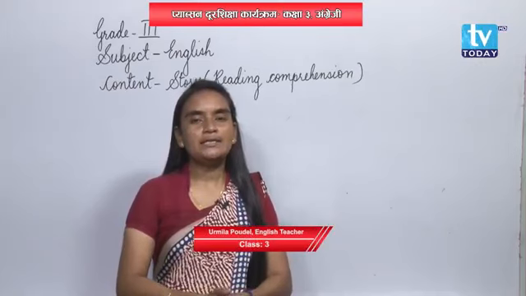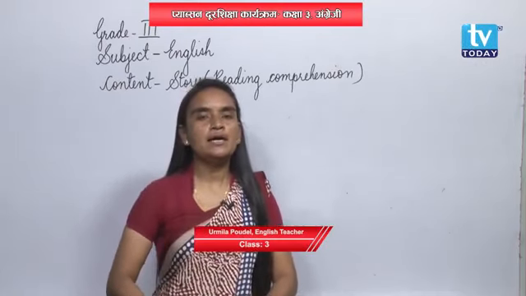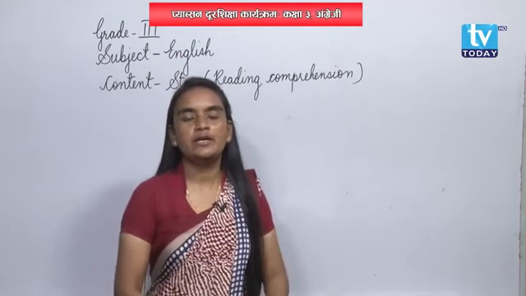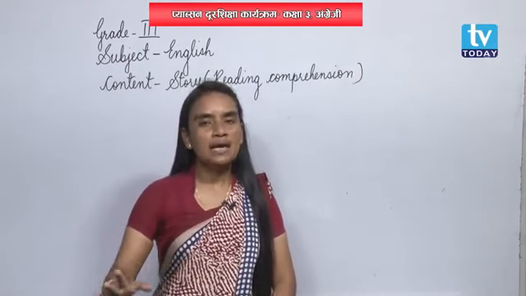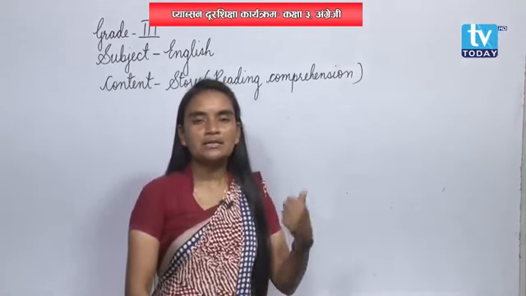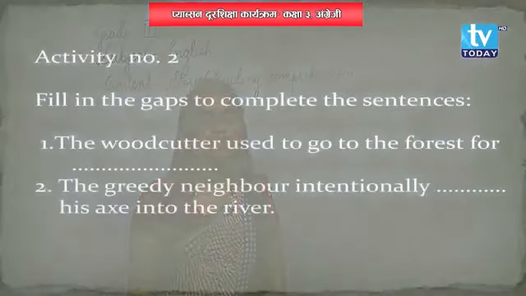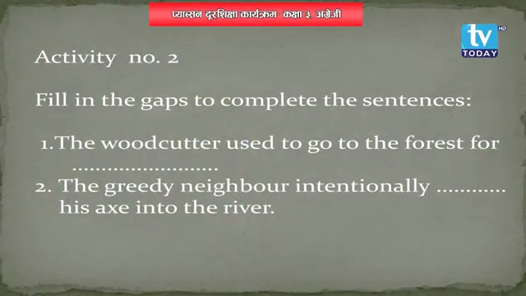Now, without any delay, we will go for the last activity of our session, for the evaluation of today's comprehension, that is, fill in the blanks to complete the sentences. You can check it in the slide to practice noting it down. The first sentence to be completed is: the woodcutter used to go to the forest for, is it for trees? Is it for grasses? Is it for medicinal herbs? No, it's for firewood.